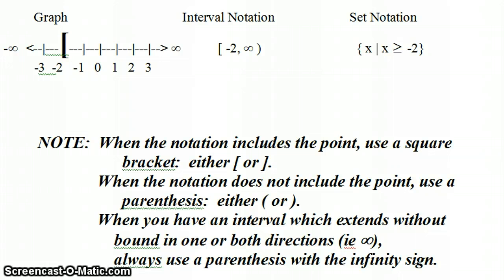The three most important things to remember when trying to graph or use interval notation or set notation are these listed at the bottom. When the notation includes the point in the graph and the interval notation, you're going to use a square bracket. For set notation, that's going to be a greater than or equal to sign or less than or equal to sign. When the notation does not include the point, then you use a parenthesis. So the graph and the interval notation will use a parenthesis. The set notation will use strictly a less than or strictly a greater than sign. When you have an interval which extends toward infinity, you will always use a parenthesis with the infinity sign.